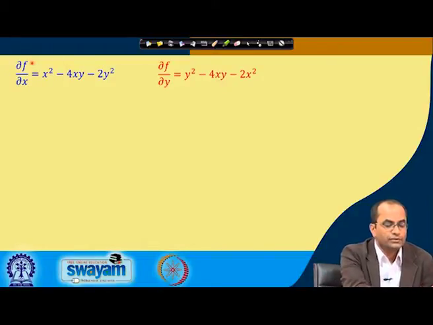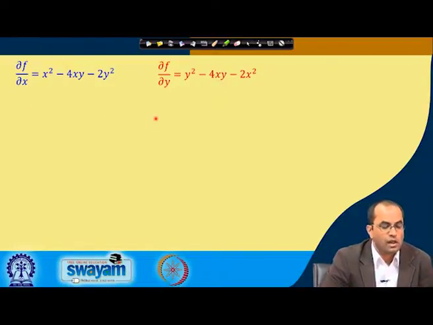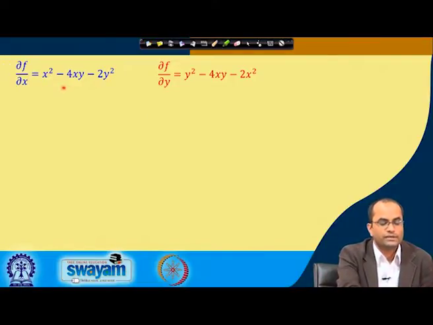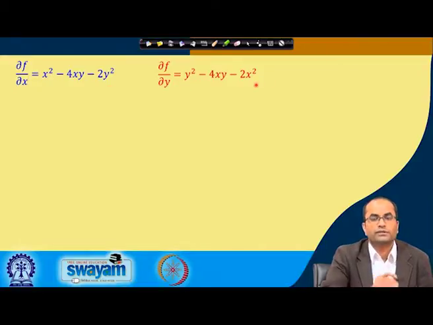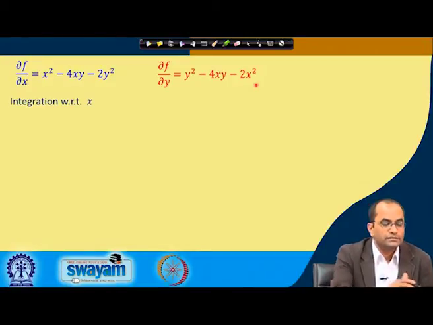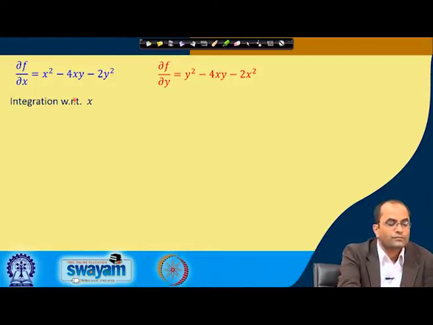So, we have these two relations now, with del f over del x given by this function, and del f over del y given by this function. From these two equations we have to find exactly what is the f whose partial derivative with respect to x is given by this, and partial derivative with respect to y is given by this.